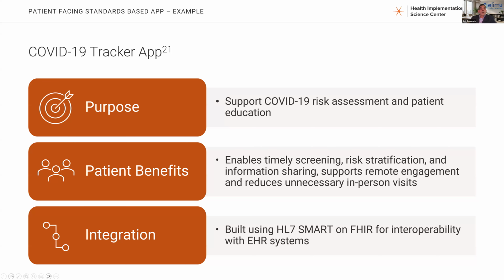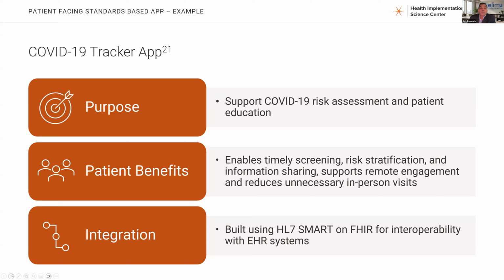Right. So I'd like to describe one of the apps we developed and integrated with the EHRs. This was back in the fall of 2020. The purpose of this app was to help clinicians monitor patients who had tested positive for COVID but were at home. They weren't hospitalized, right? So monitoring a large population of patients.